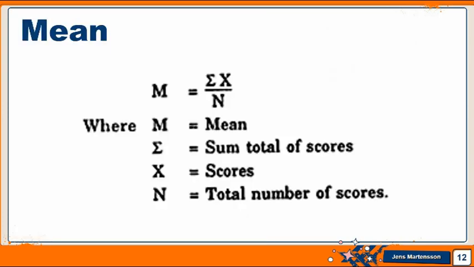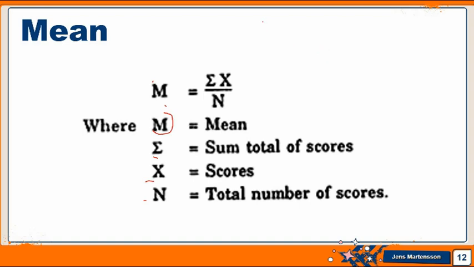For the mean, the mean is equal to the summation of x all over n, and the legends of these equations are here. All you need to do is to add the statistical series and divide them by the total number of the scores.